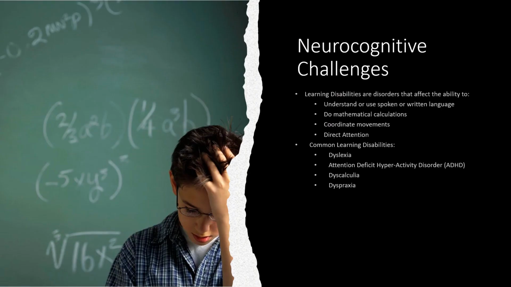For learners associated with a neurocognitive disability, a learning disability can negatively affect their ability to understand or use spoken and written language. Learners may have difficulty performing mathematical calculations, coordinating their movements to perform a task within a learning module, and focusing their attention on designed content. Common learning disabilities include dyslexia, ADHD, and other conditions that affect the neurocognitive processes.